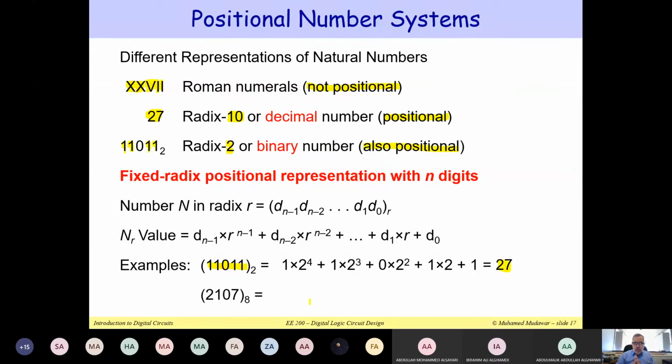Now, this number is 2107 in octal. Notice the 8 here. The 8 indicates that this number is in octal. So this is 7. 7 multiplied by 1 is just 7. 0 multiplied by 8 is just 0. Now, what is this one? 64. Yes, it's 1 multiplied by 8 squared, which is 64. And how about this 2?